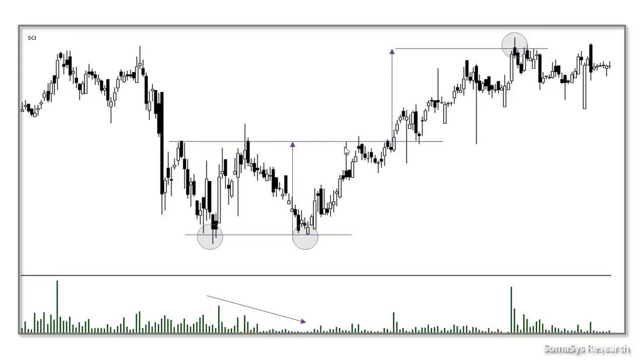This is pretty important. I repeat, for determination of target, we need to draw a resistance line that takes into account all the tops, and that line should accommodate all closing prices. No closing price should be above this line. Now this line should be used as a reference for determining your price objective.